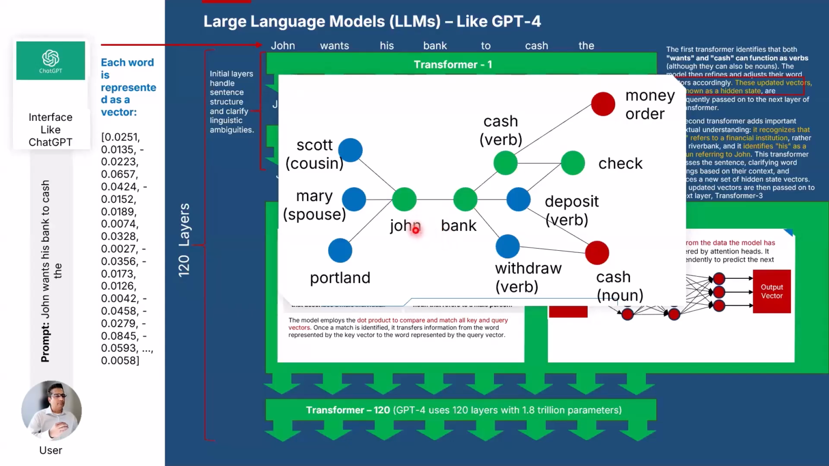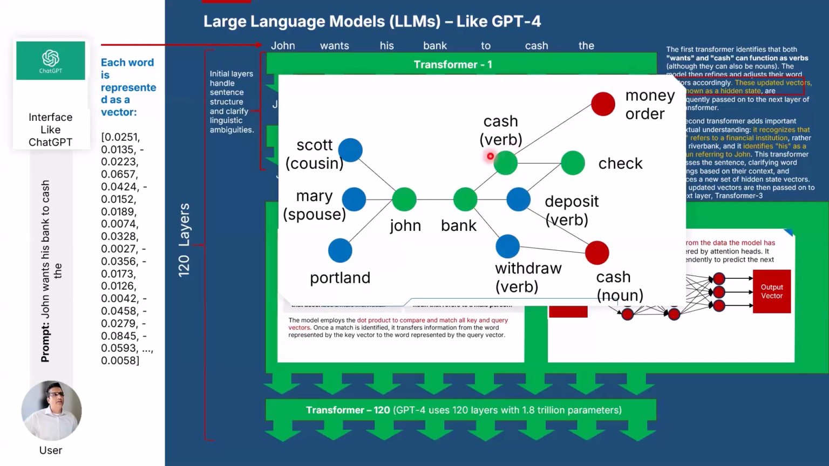I'm just predicting that this is how it happened. I could be wrong, but I think most probably this is how it happened. It looked at the word John, and it zoned in on the word bank. Now, around the bank, it probably saw the three words that are closely associated with bank, which is a financial institution. The three words are withdraw, deposit, and cash.